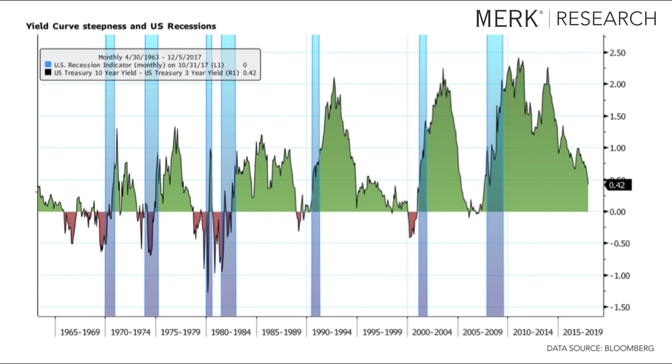Oftentimes the media or writers will focus on the 2s-10s curve, so the 10-year minus the 2-year. In this case, we're focusing on the 10-year minus the 3-year. Basically, the idea here is that as the short-term rate moves higher, which is typically driven in large part by what the Federal Reserve is doing, where they're setting their policy rate, which is the federal funds rate, and their policy in setting that rate is really oriented around hitting their inflation target, which is a 2% inflation target on the PCE year over year. Although the Fed does have a dual mandate, which includes inflation targeting and targeting full employment.